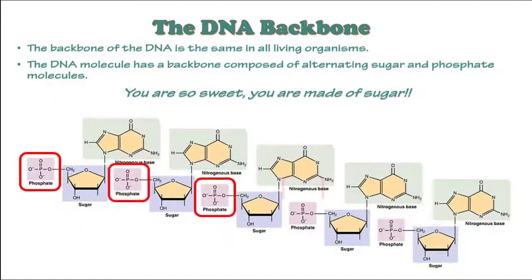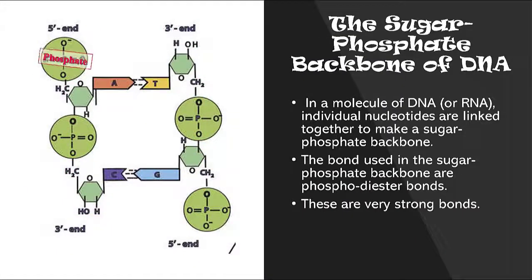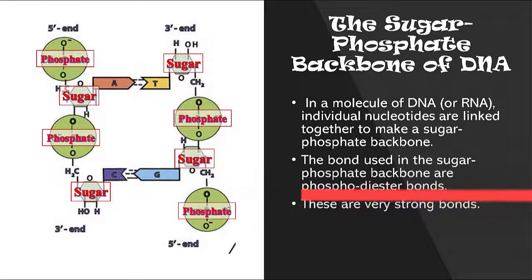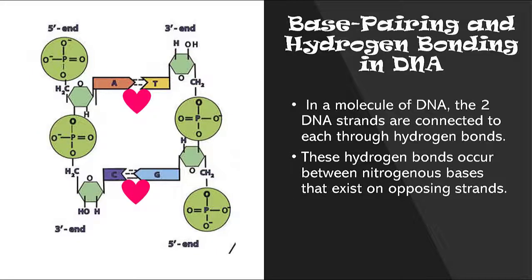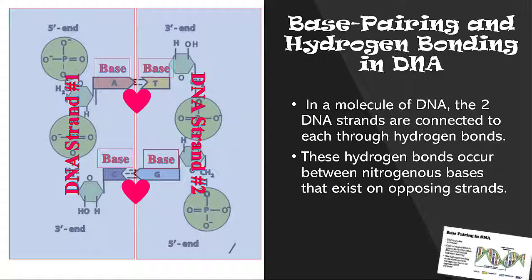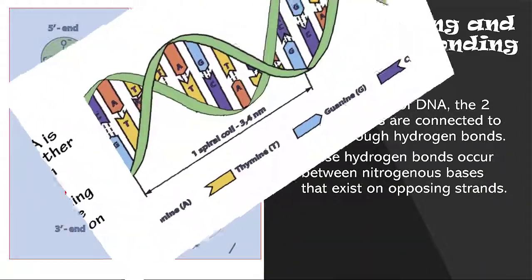DNA has a sugar-phosphate backbone. In a molecule of DNA, and RNA as well, individual nucleotides are linked together to make a sugar-phosphate backbone. The bonds used in the sugar-phosphate backbone are phosphodiester bonds. Phosphodiester bonds are very strong. Another type of bond found in DNA molecules are hydrogen bonds. In a molecule of DNA, the two DNA strands are connected to each other through hydrogen bonding. These hydrogen bonds occur between the nitrogenous bases that exist on opposing strands.